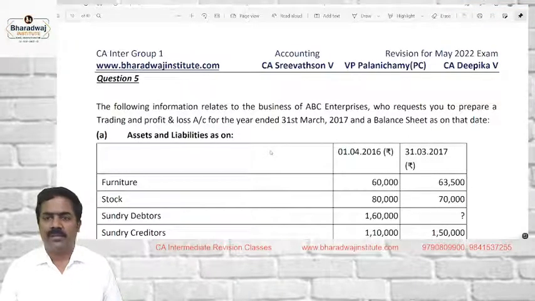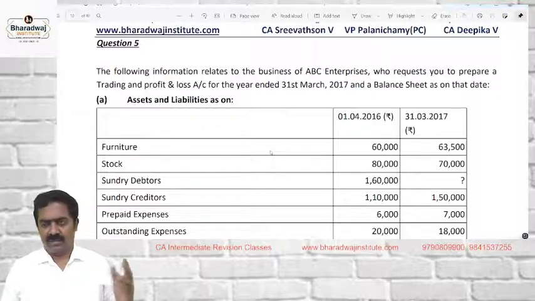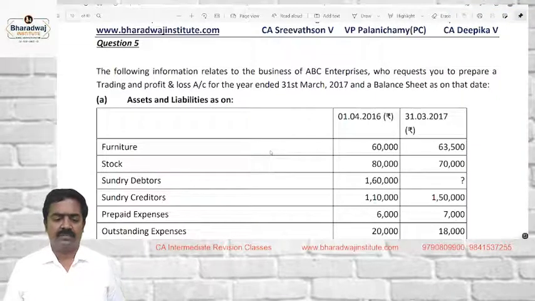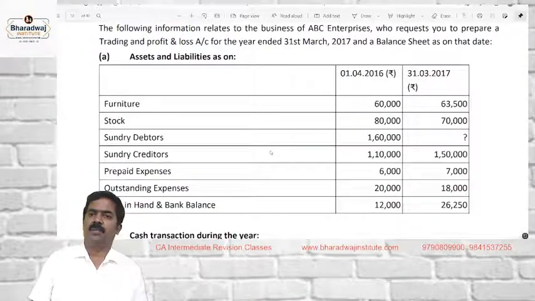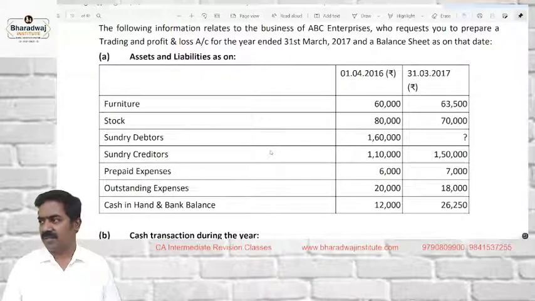Question number 5. We will continue. Read the question number 5. Understand where to start or think where to start. We are given assets and liabilities at the beginning of the year. All the balances of assets and liabilities are given to us.